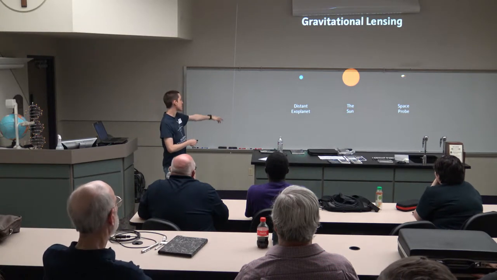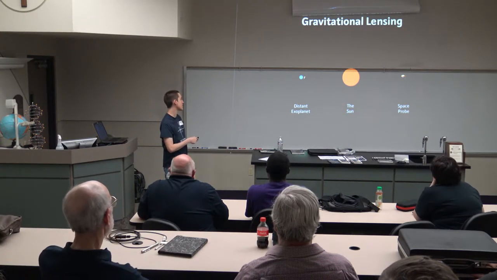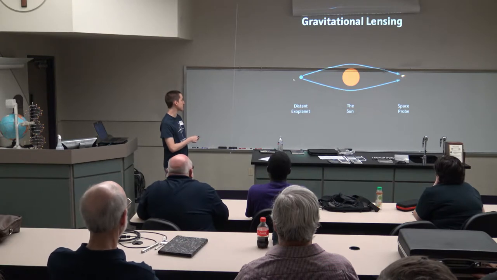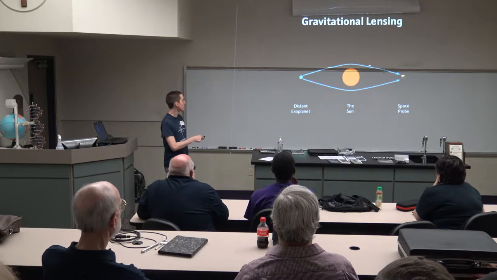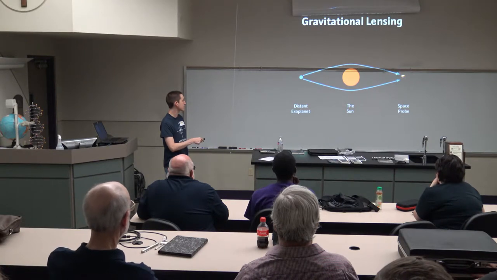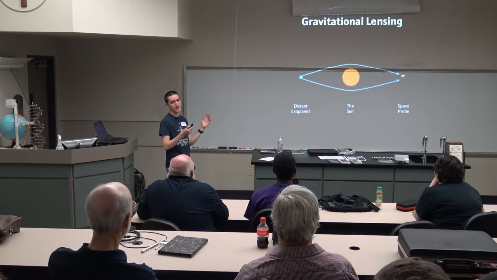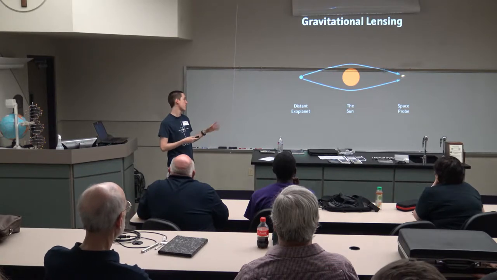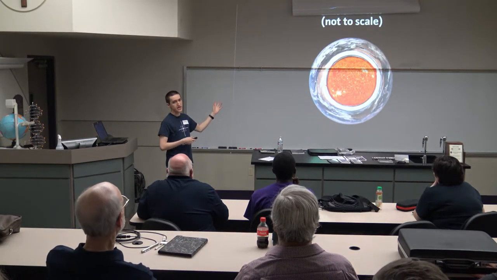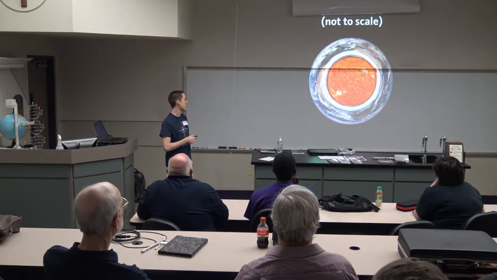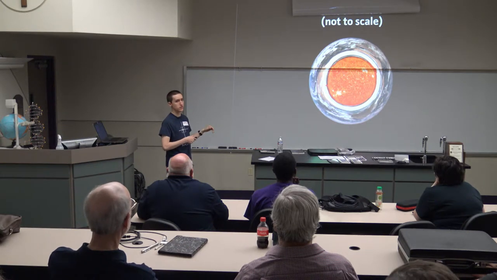So what happens is, this exoplanet gets lit up by its own star. Then that light makes its way in all directions, some of which comes our way, and it bends around the sun, and then it could be captured by this space probe. You'd see an Einstein ring, like I talked about before, but it would be of the light from this exoplanet. And this is again not to scale, but this is what it would show you if that exoplanet looked exactly like Earth.